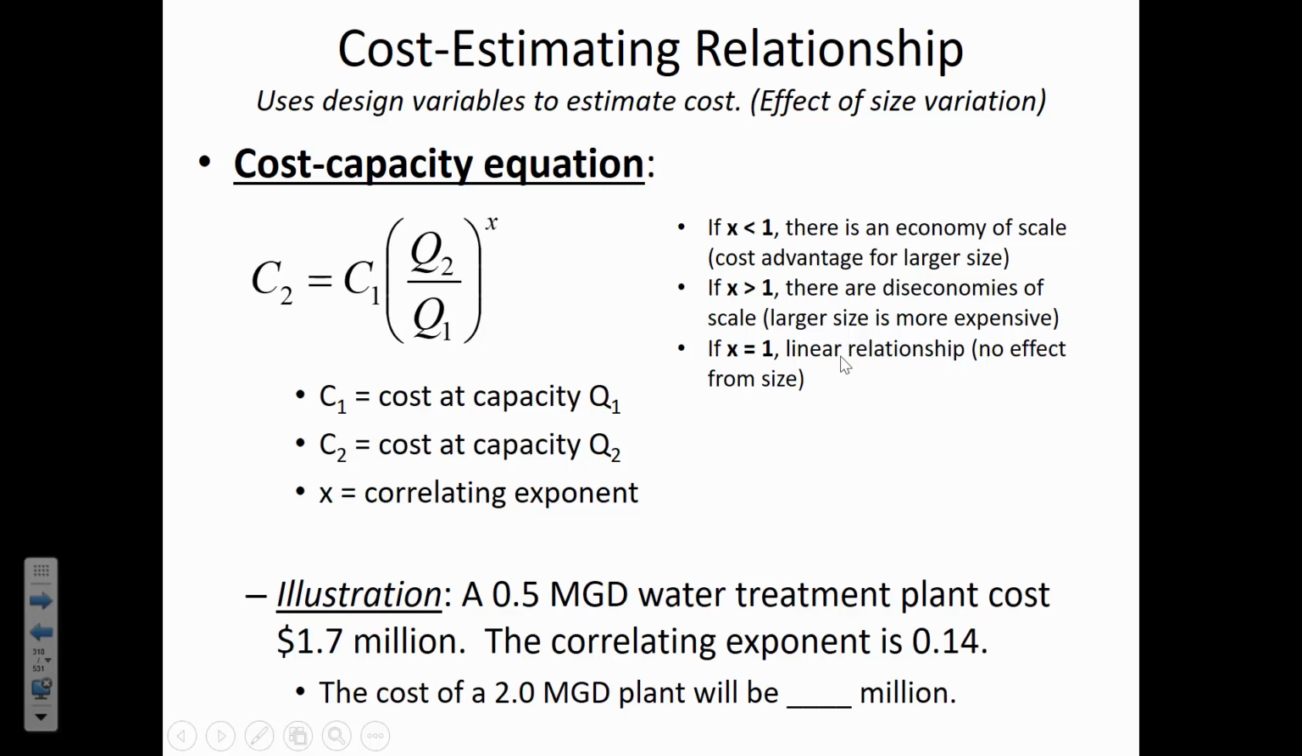So just to give you an illustration of these calculations, let's consider the case of a wastewater treatment plant, and the volumes or the size of a wastewater treatment plant is often quoted in MGD, which stands for million gallons per day. It's not Miller Genuine Draft.